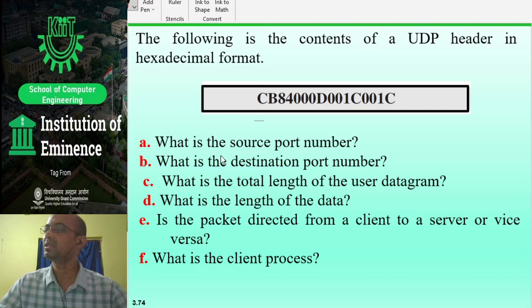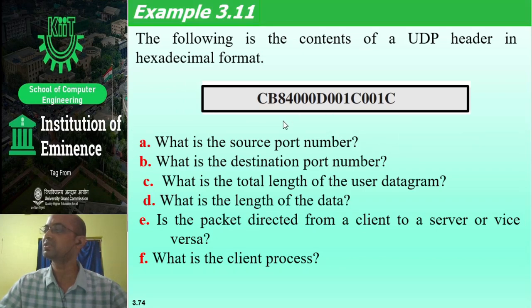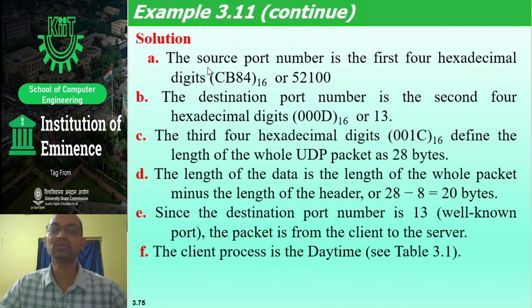So what is the source port number? The source port number is basically the first four hexadecimal digits, and the destination port number is typically the remaining four. This we can compute, and if you compute, the number will be 52,100 for this given example. In this way, you can determine the remaining fields and their values, like the port number.